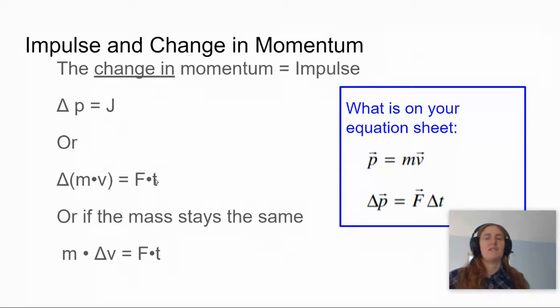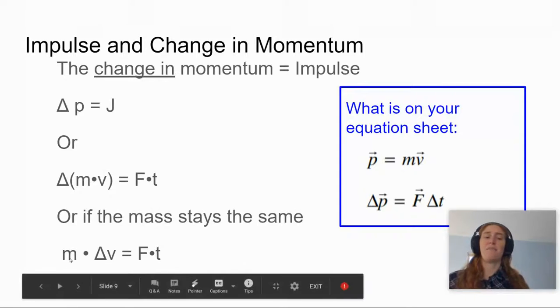But for example, if I want to make a bowling ball speed up and I need to push on that bowling ball, the mass of my bowling ball is not going to change. So in reality, when I say change in momentum, what I'm really saying is it's my mass times my change in velocity. And that's going to be what's equal to force times time.